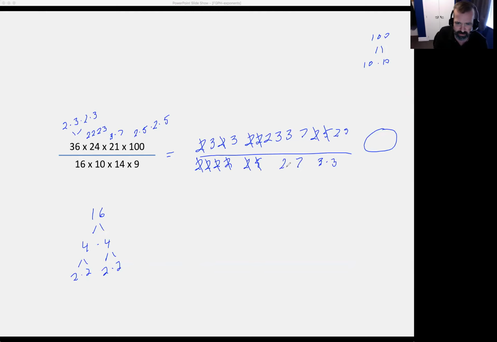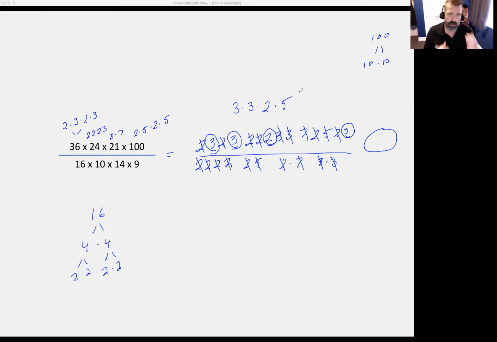I've got a 2 and a 7 to get rid of, a 2 and a 7 and a 2 and a 7, and then I've got 2 3s to get rid of, so 2 3s here and 2 3s here. And if I'm careful and systematic about it, I can see that all I'm left with here is, if I'm right, 3 times 3 times 2 times 5, and that's all I have left. All right, so done all of my canceling, and now I've got ultimately 90 left over.